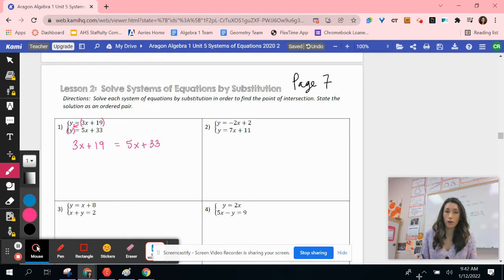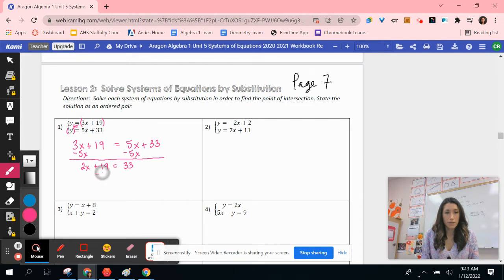We want to bring all of our variables to one side of the equation, all of our regular numbers to the other side of the equation. I'm going to bring all my variables to the left, and I know that 3x minus 5x, that's going to give me 2x, and we still have the 19 there. 5x minus 5x is 0, and then we still have 33.